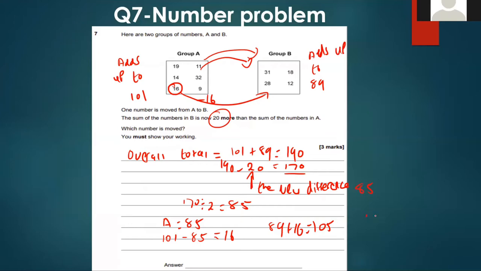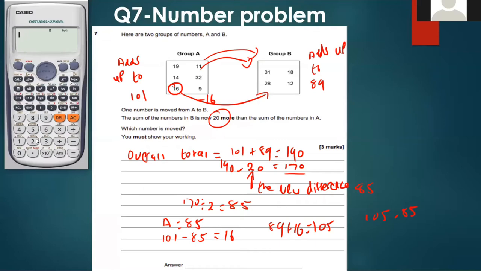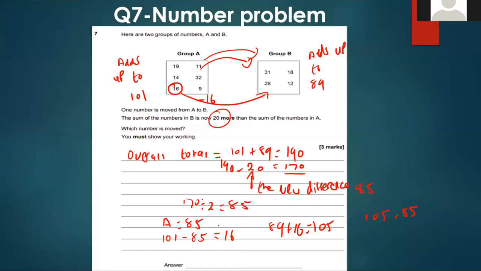Now, if I do 105 take away 85, I get 20. So it's now 20 more than that. So I know that that is correct. That's moved 20 more than in the numbers A. So 16 has moved from A to B.